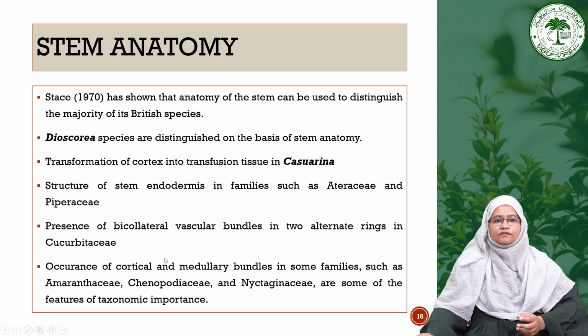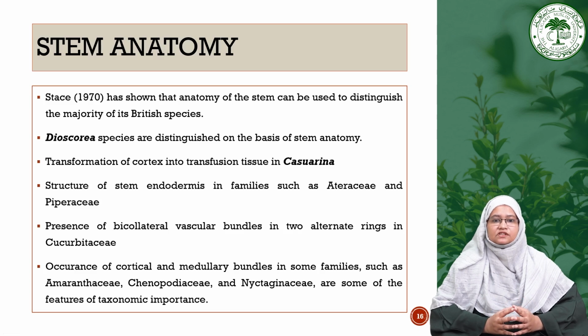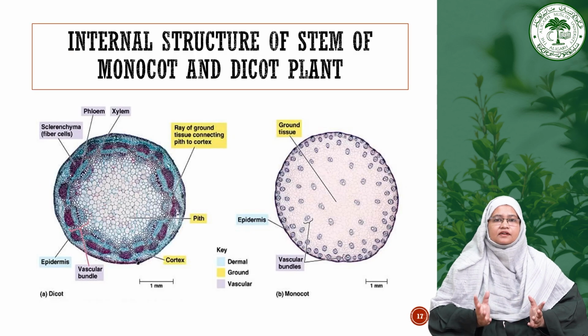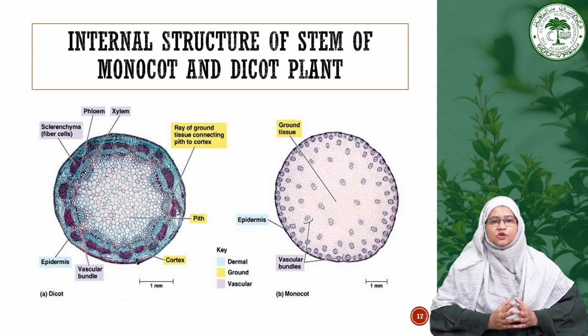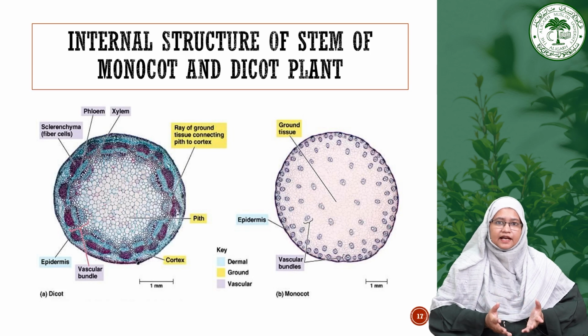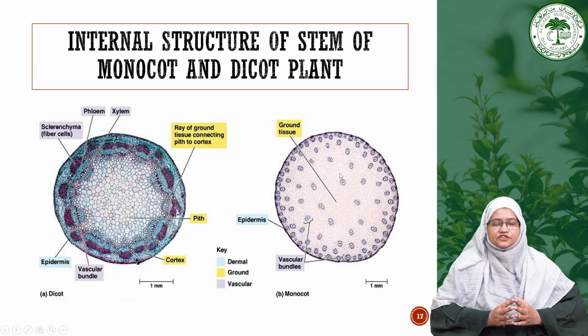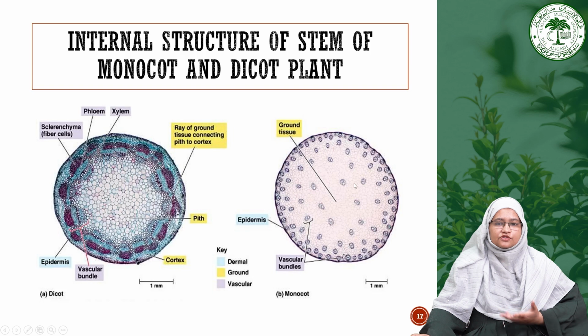Then the occurrence of cortical and medullary bundles in some families such as the Amaranthaceae, Chenopodiaceae and Nyctaginaceae are some of the features of taxonomic importance. And basically we identify the two groups of angiosperms, monocot and dicot, on the basis of their anatomy. Dicots have a ring arrangement of vascular bundles, as we can see here from this particular diagram, and in the monocot there is no arrangement of such type. They have scattered vascular bundles, and generally closed vascular bundles.